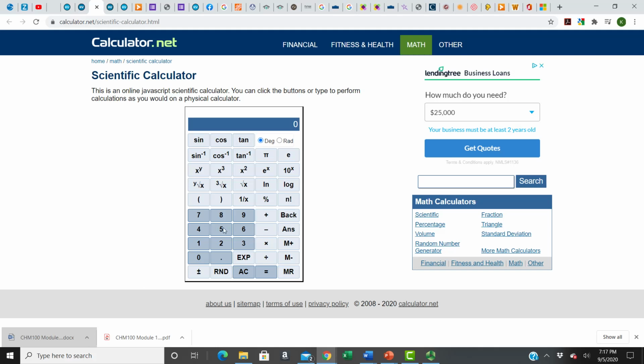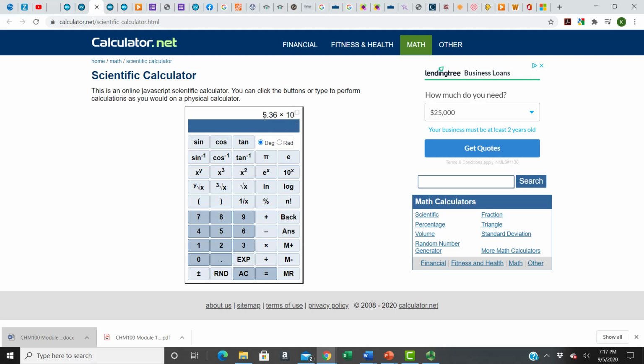If I wanted to express 5.36 times 10 to the 5th, don't hit the times button. That's where a lot of mistakes happen in calculations. You go down to the exp and you type exp in, and notice up here it automatically puts in times 10 to the, let's say, 6th power. So there you go. That made my 5.36 times 10 to the 6th a large number.